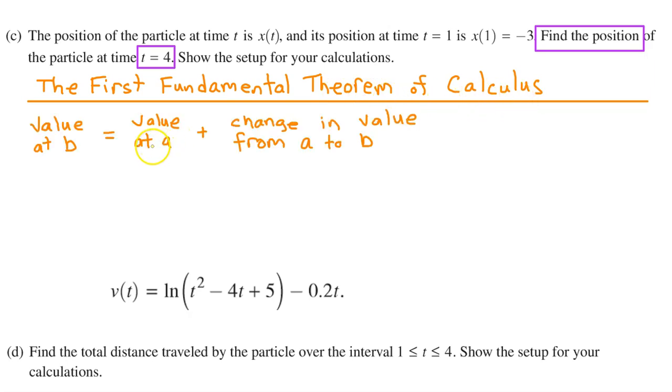In words, the first fundamental theorem of calculus says the value of the function at b is equal to the value of the function at a plus the change in value from a to b. In general, the value of the function at b is f at b, and the value at a is f at a. But I want you to memorize that the change in value from a to b will be the integral from a to b of f prime.